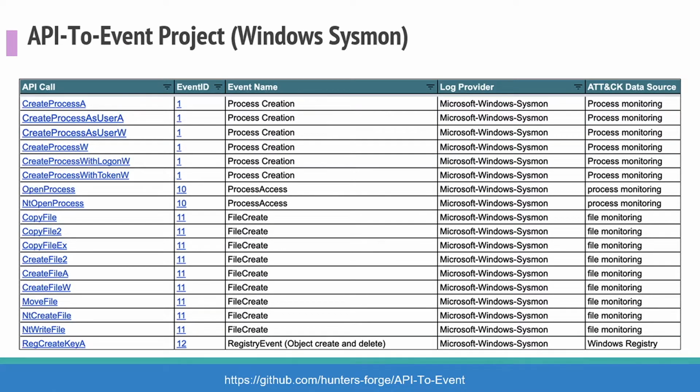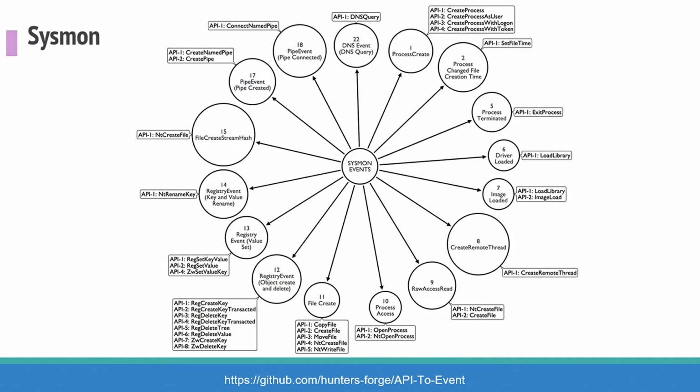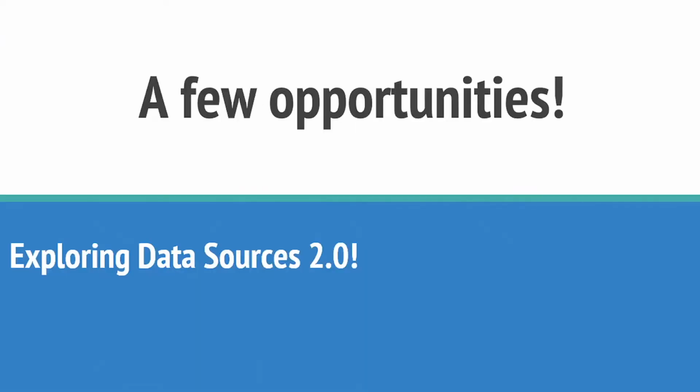This project, the API to event project, is part of the Hunter's Forge project as well. This does not cover everything, but at least some APIs map to the Sysmon event IDs. So some of them would actually trigger these events, and it was very helpful to start also mapping a couple of other techniques that we were simulating.